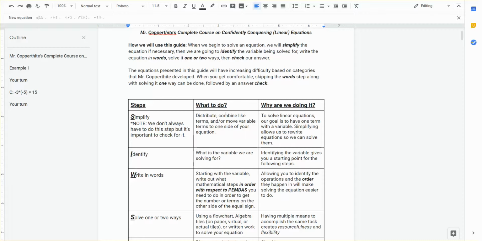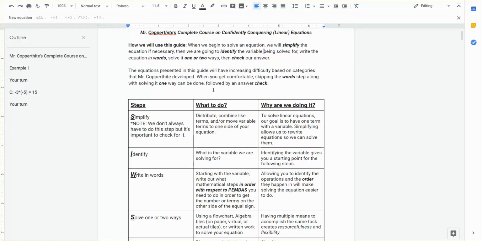This is Mr. Copperthite here with an introduction video on a mini course that I am currently writing to assist my 8th grade class in their quest to be confident equation solvers, specifically for linear equations. Obviously we want to make sure that this is a topic that you have mastered before you attempt to solve other types of equations that you would encounter in a later algebra course.